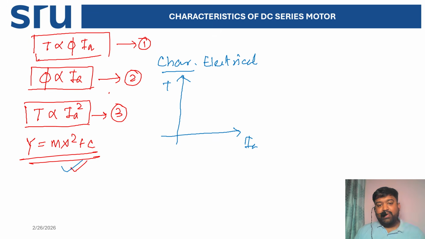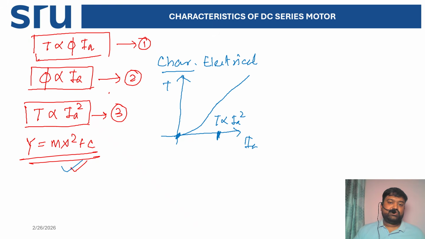parabola. You see, when I increase the current, the torque value proportionately increases. That means initially the curve will come like this. We can say that torque is directly proportional to Ia square. But what will happen after reaching the maximum? After reaching the maximum, when you further increase the current, the torque value will not be like this. Then what will happen? Then again it will go constant.